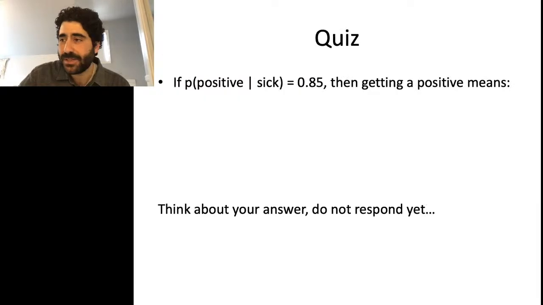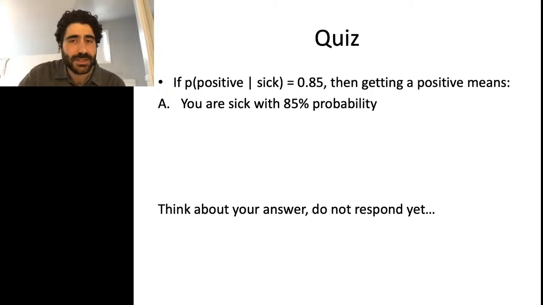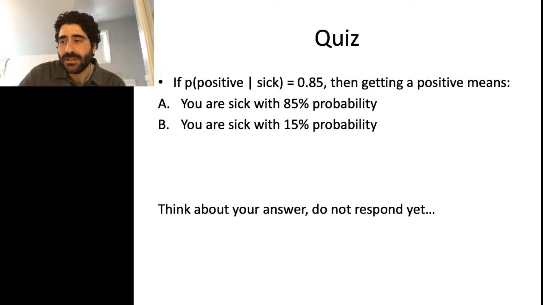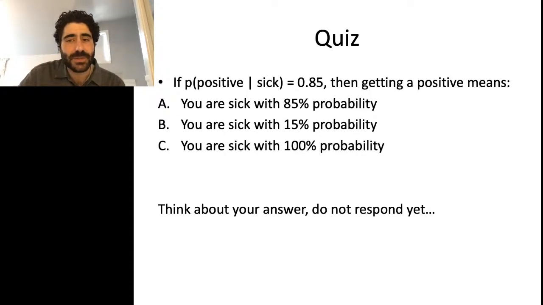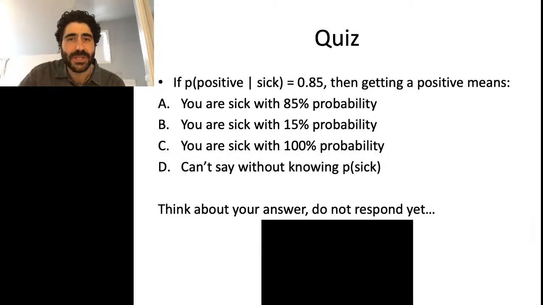Okay. Let's do a quiz to sum up this part. So if there's a test, from sick people, if you're sick, the chance of getting a positive result is 85%. And if you get a positive result, that means that there's an 85% chance you're sick. There's a 15% chance you're sick. You are definitely sick, or we don't know.